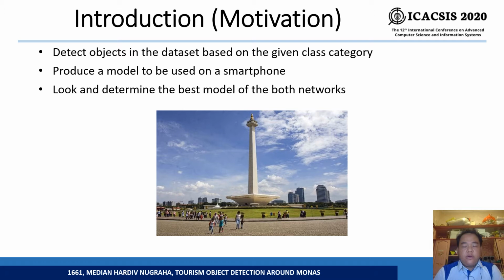For the motivation of this research, the aims are to detect objects in the dataset based on the given class categories, then produce a model to be used on a smartphone, and to determine the best model of the two networks. So basically we want to compare both networks and see which network performs best.